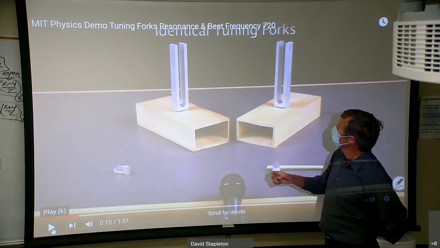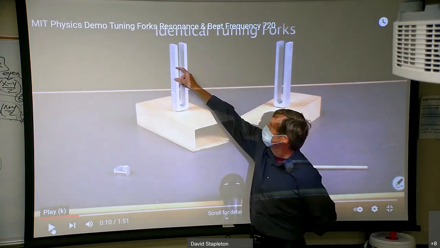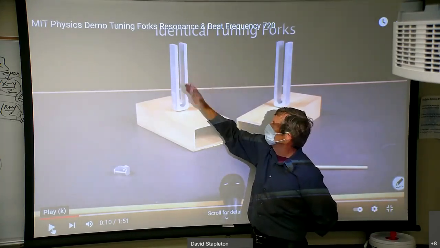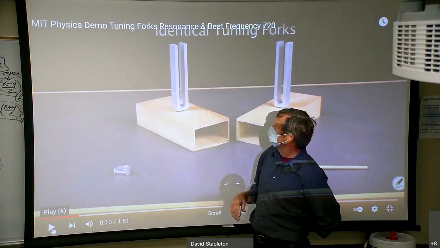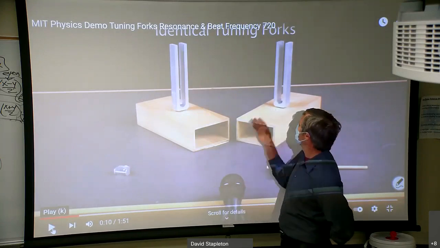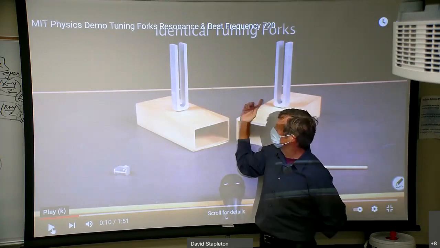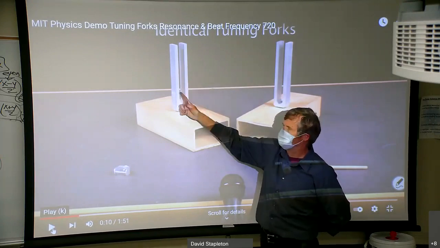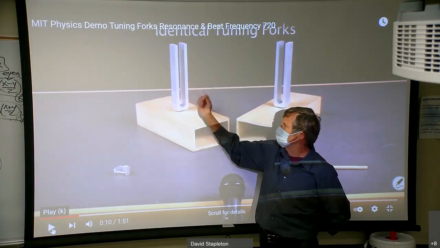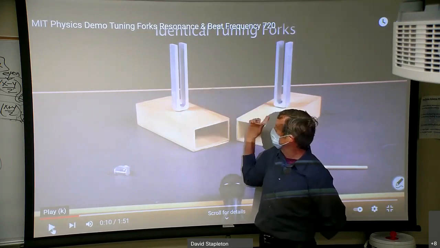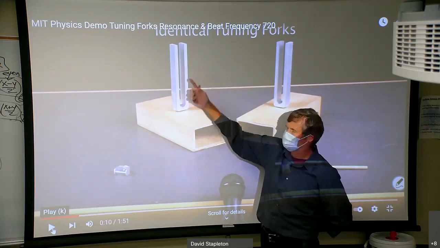Then, if you put a clamp on this one, it changes the frequency. It won't vibrate at the same frequency as it did before. And so now when you strike this one and put the boxes together, it won't translate the vibration from this tuning fork to this one, because this one has a different natural frequency. It wants to, when you strike it, wiggle at a different rate. And so you can't use the sound from this one to produce the sound on this one.